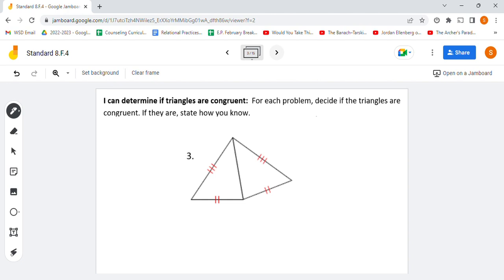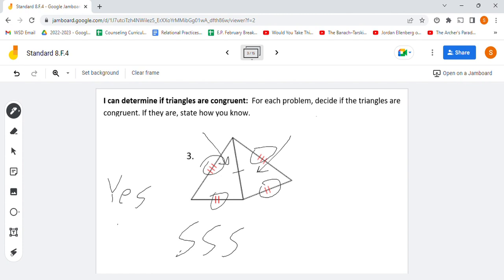On our third example here, we can see that we have a pair of sides here, a pair of sides there, and this one, like before, our third side is connected to each other. So we have two triangles that have three pairs of sides that are congruent. That gives us the side, side, side congruence theorem. So we can say yes, these two triangles, the one here on the left and the triangle here on the right, are congruent by side, side, side.